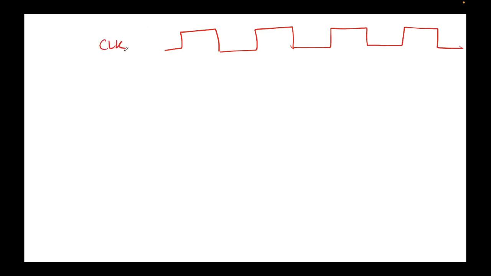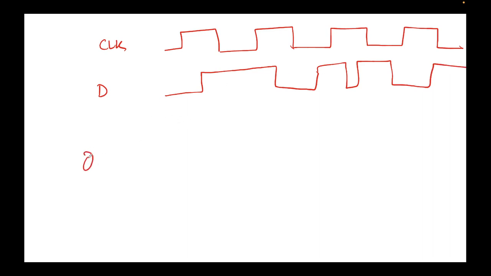So this is my clock. This is my input D. What I want to know is how Q will look. I'm assuming that whatever changes will happen, will only happen at this edge when the clock is rising. There are many flavors of a D flip-flop, by the way. It can be rising edge, falling edge, and many other things. But I'm just telling you a very simplistic picture. The only thing of interest is what's happening at this clock edge. If there are any other changes, I'll ignore them.